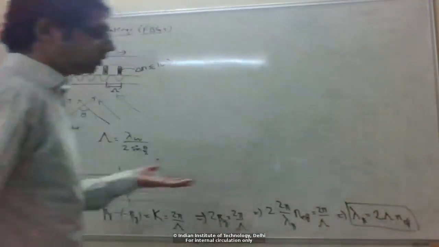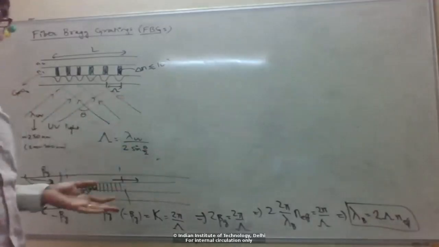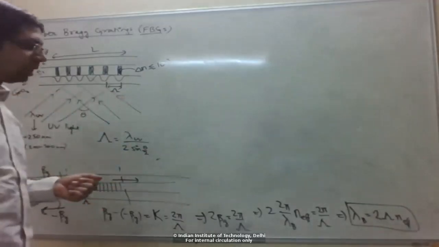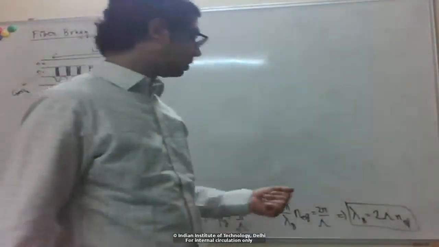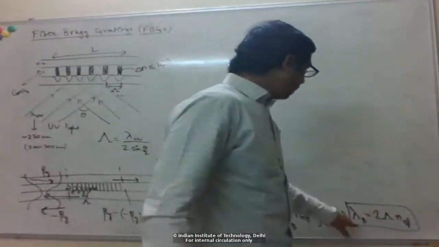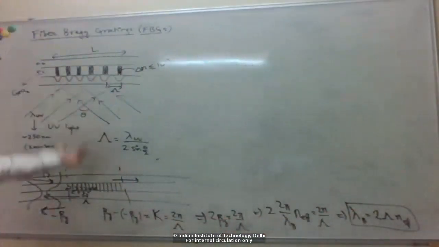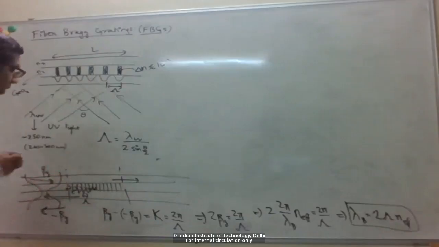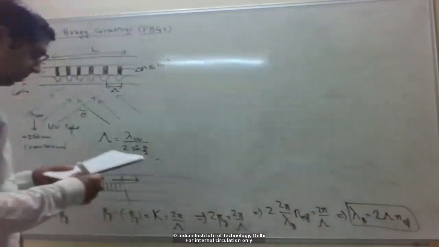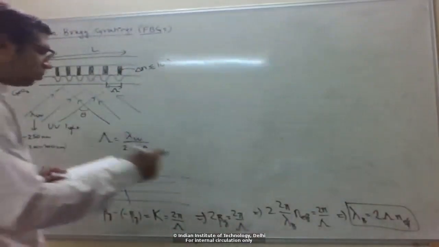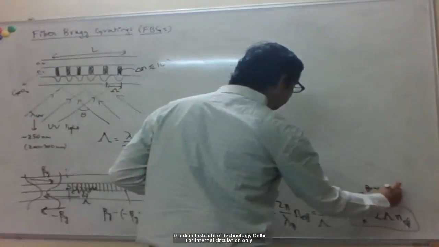N effective, as we know, is somewhere between n1 and n2, so it's roughly the index of silica glass. So n effective would be 1.45, 1.46, something like that. And so if you want to design a fiber Bragg grating to reflect a particular wavelength, then we know what period of the grating we need. The wavelength which is reflected is known as the Bragg wavelength.